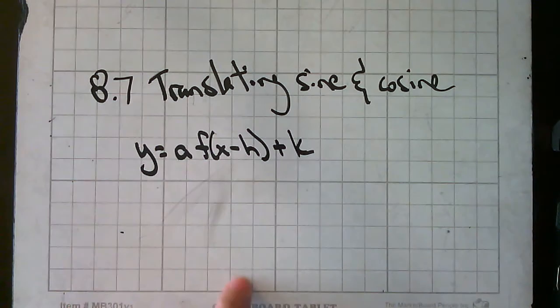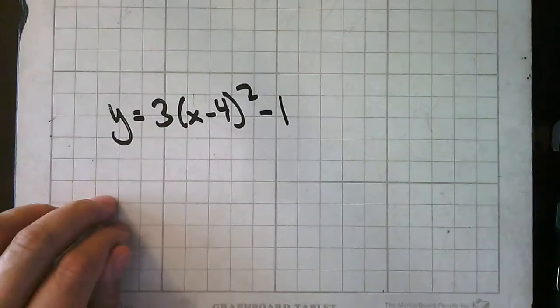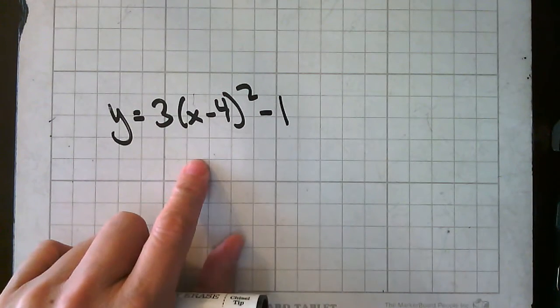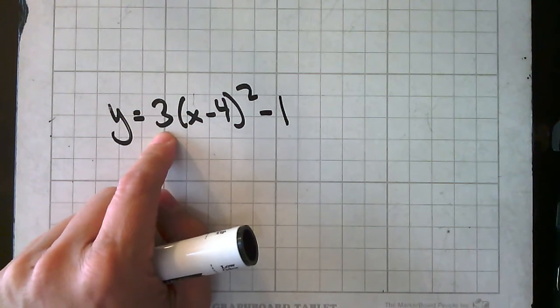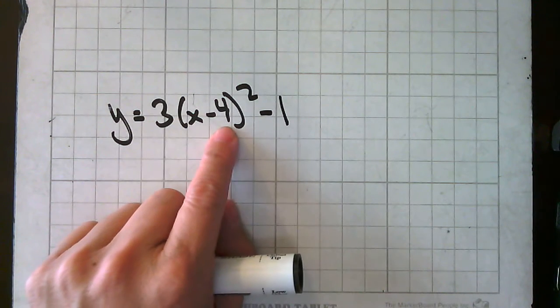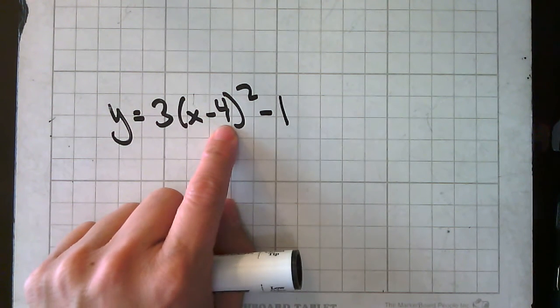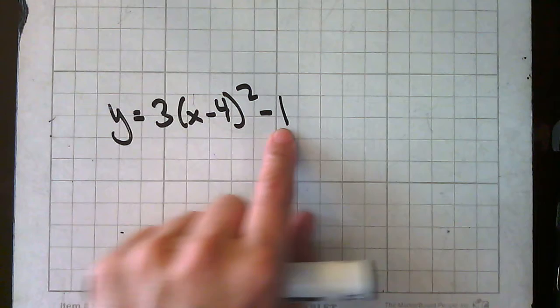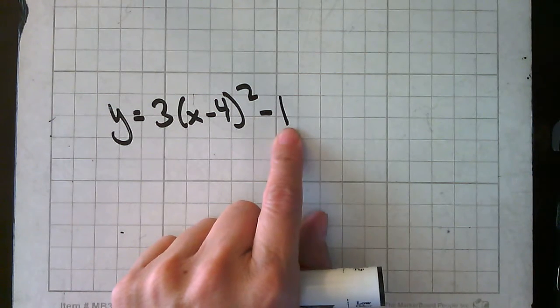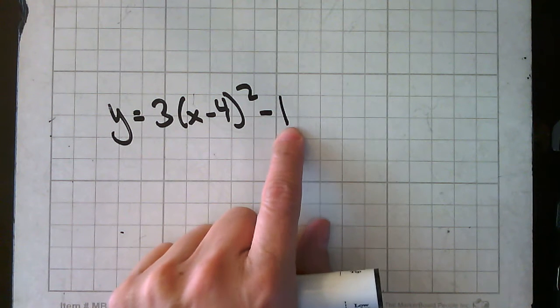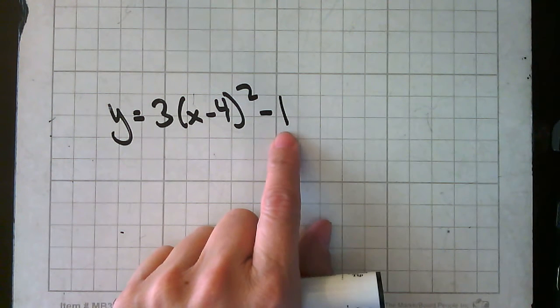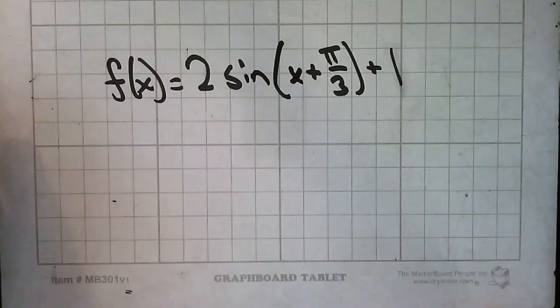Okay, let's take a look at one that we've done in the past. Okay, so in an earlier chapter, we've done an equation like this. We should know this is a vertical stretch by a factor of 3. This is going to be a shift to the right by 4. And this is a parabola. We've done these in the past. And this is going to shift the parabola down 1. Okay, so let's take a look at how it looks like with the sine and cosine function.